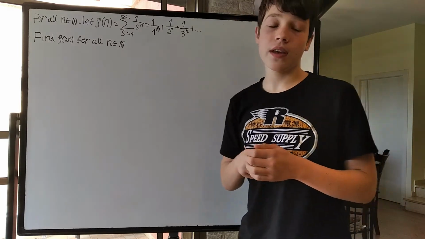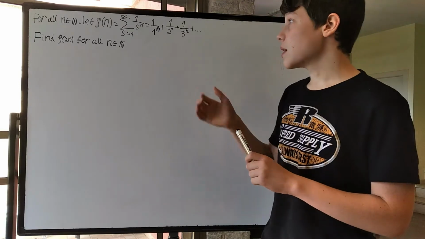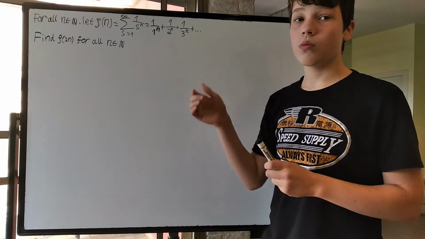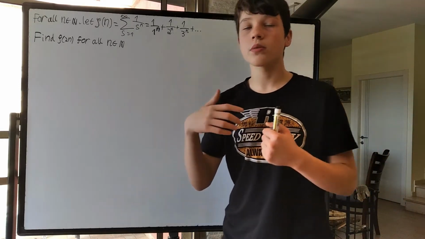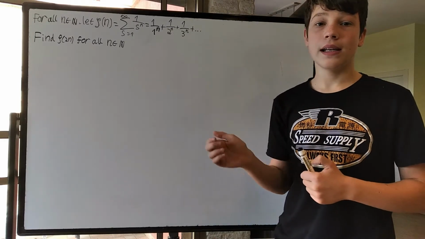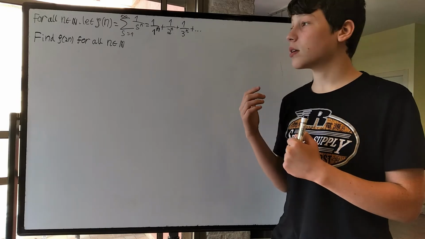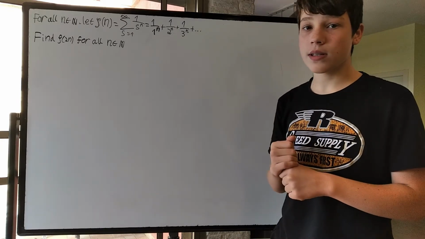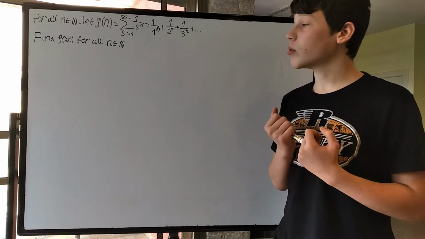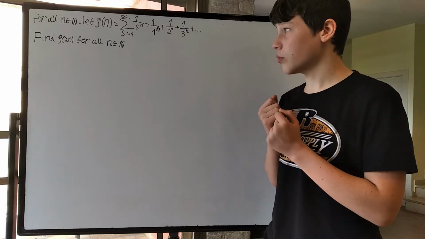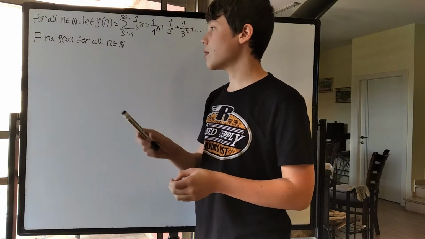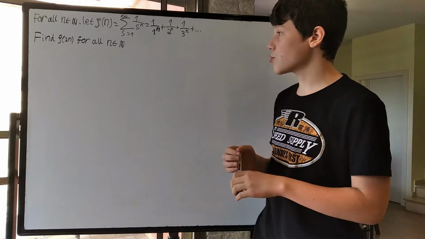And there is the famous Basel problem, which was find zeta of 2, or 1 over 1 squared plus 1 over 2 squared plus 1 over 3 squared and so on. And I did a video on that, which showed it's equal to pi squared over 6. And today we're going to do it even more generally and find zeta of 2n for all natural numbers n.